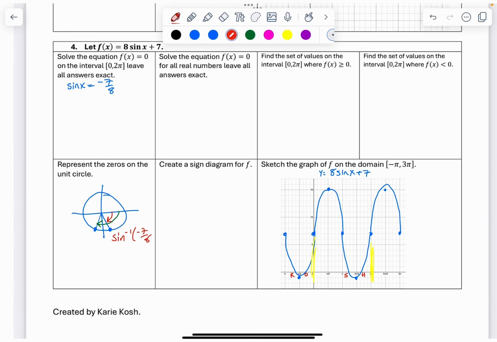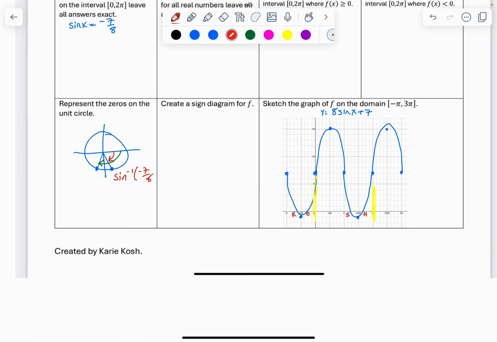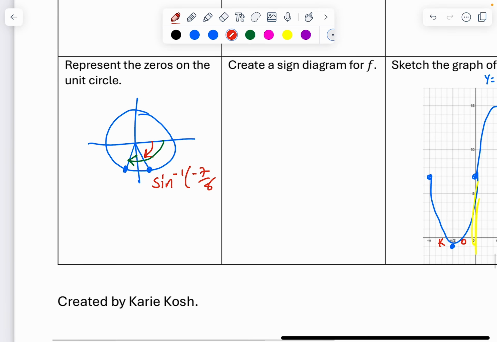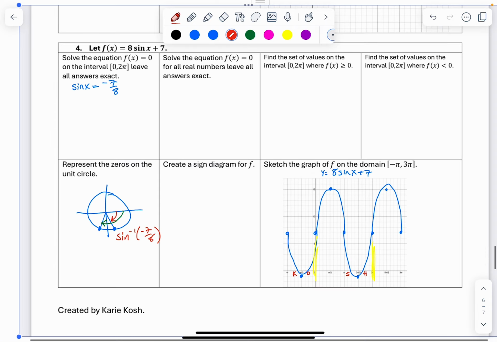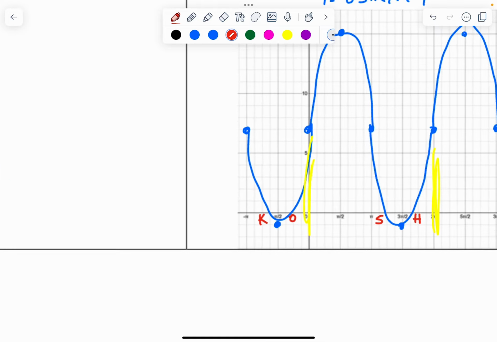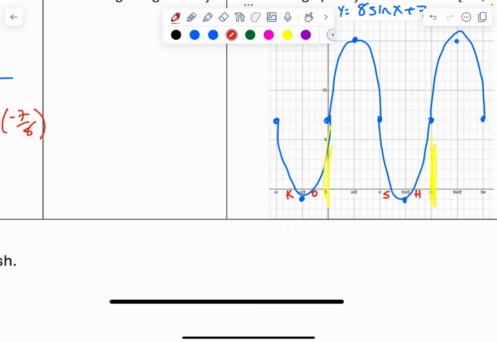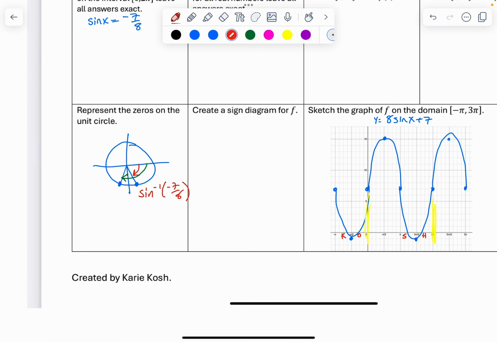A note to self, don't try and use a big screenshot like that. Okay, that green angle is more negative than the red angle. They're both negative, K and O, but the one that is more negative, K, is the one that came from quadrant 3. So quadrant 3 gives us the K angle, quadrant 4 gives us the O angle, and then something coterminal to K would give me S, and coterminal to O would give me H. So now we have to find what the equation would be.